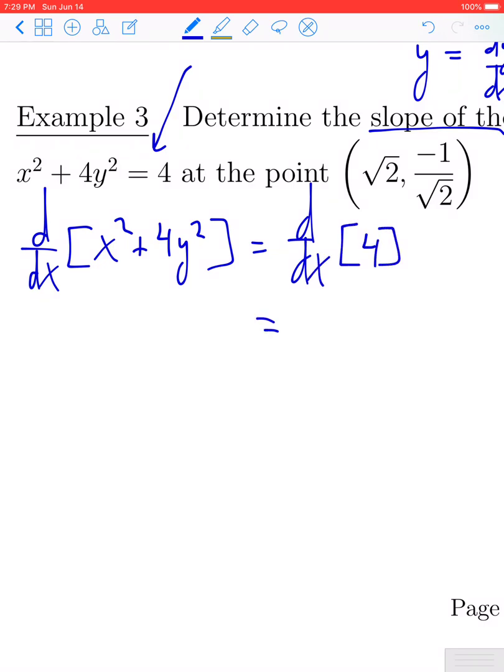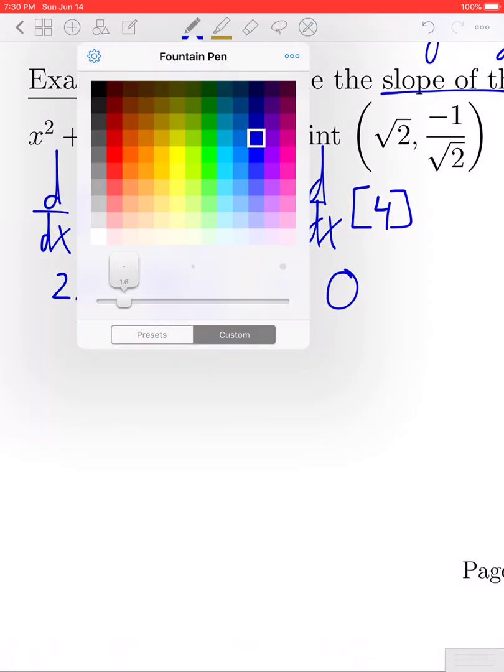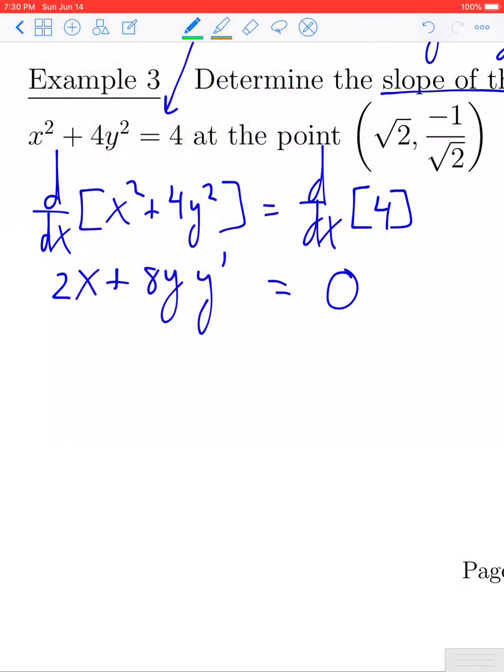On the left-hand side, the derivative of x squared is 2x. The derivative of 4y squared is going to be an 8y prime. And on the right-hand side, the derivative of a constant is 0. So we took the derivative. The next step is we want to get the y prime by itself.